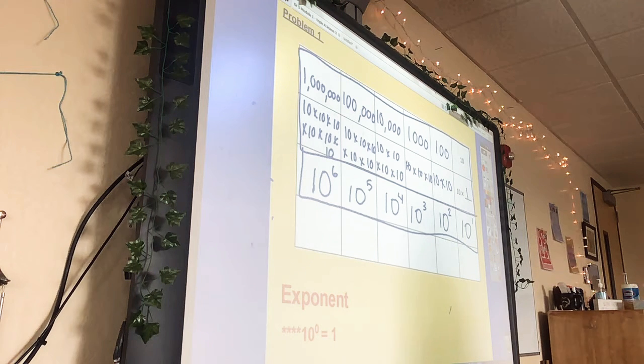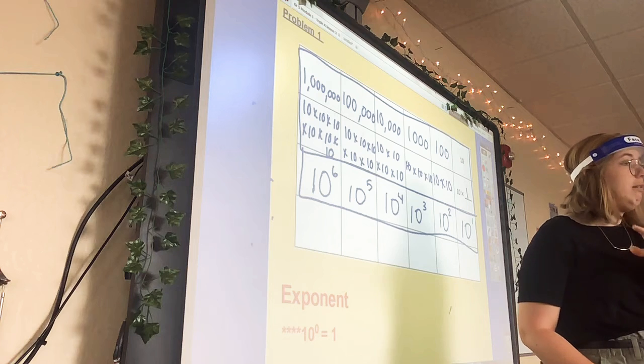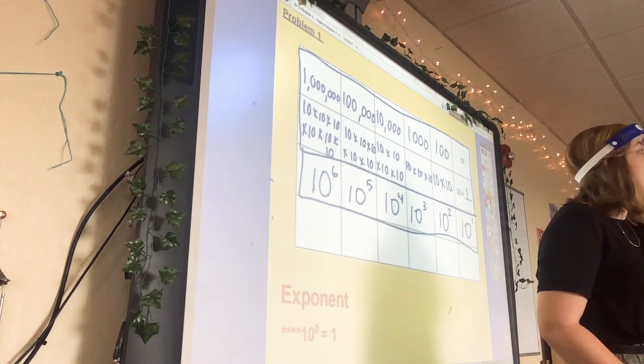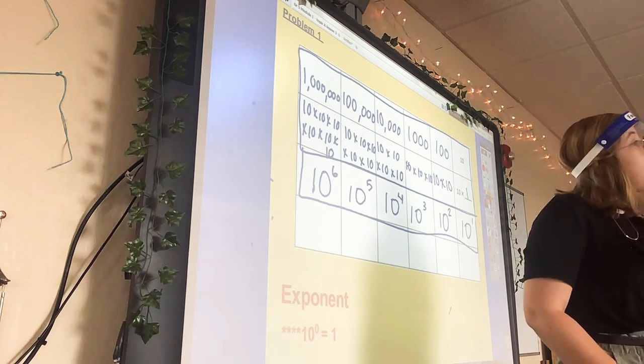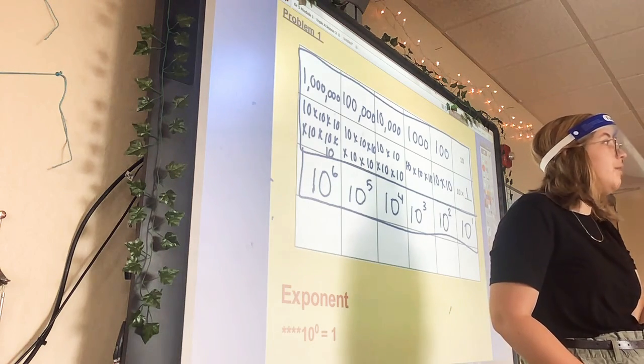Every number we work with, ever, always, forever, is in what's called base 10. Okay? Base 10, meaning that every number is in some way, shape, or form related to 10.